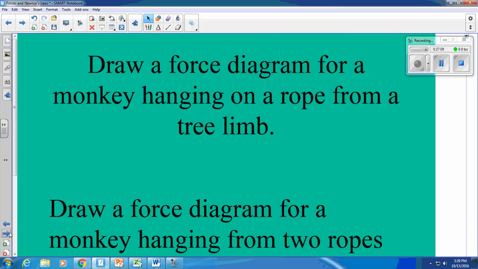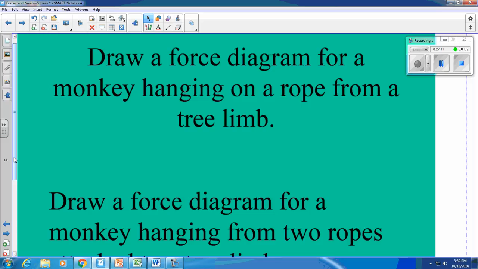Let's try again. Okay. Draw a force diagram for a monkey hanging on a rope from a tree limb. I want you to do this right now. Go. Feel free to stop the program for a second here. Give them 30 seconds to think, and then resume.